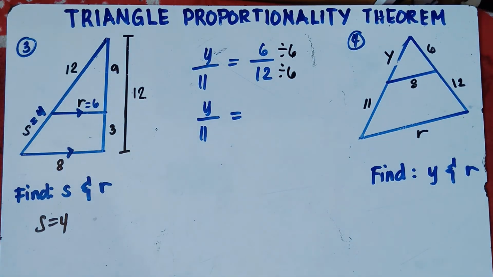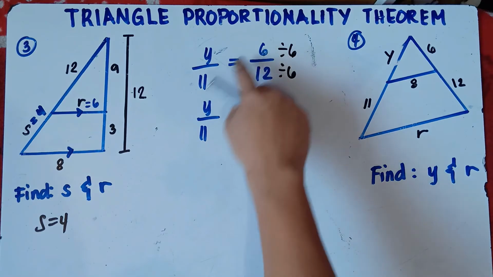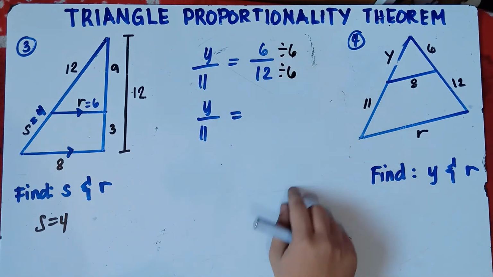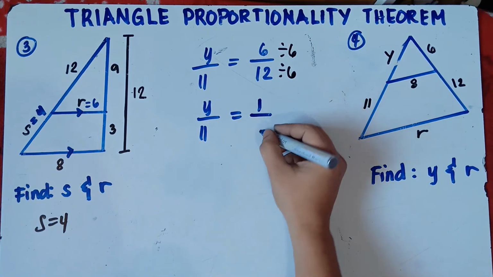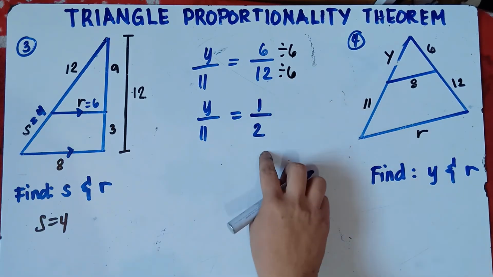So once again, if you're confused in reducing the fraction, go ahead, class. You can just simply cross multiply, but once again, it will take time, class, because these are large numbers. So divide by 6, this will be 1 over 2. 6 divided by 6, that is 1. 12 divided by 6, that is 2.